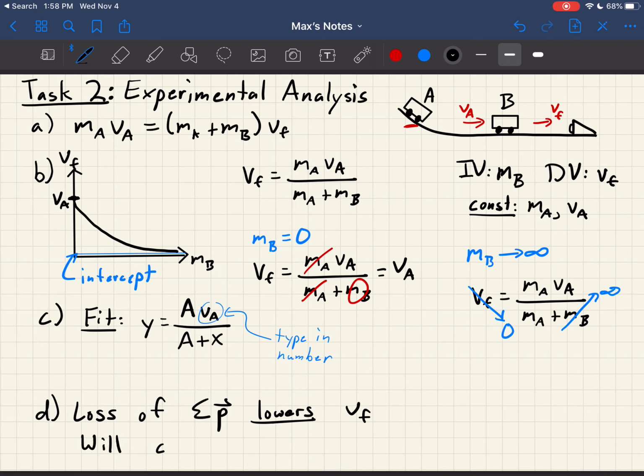So this will cause the MA experimental value to be less than the MA actual value. Cool.